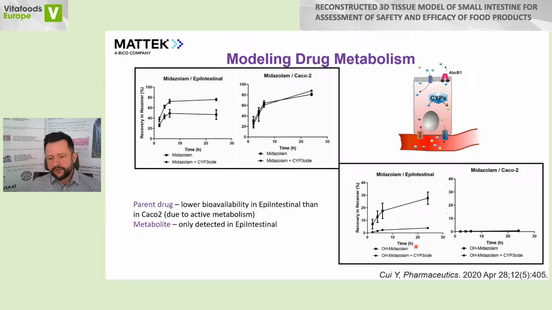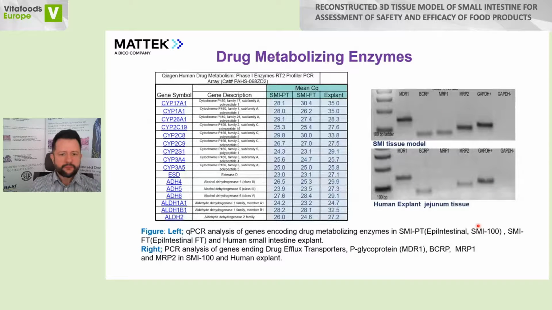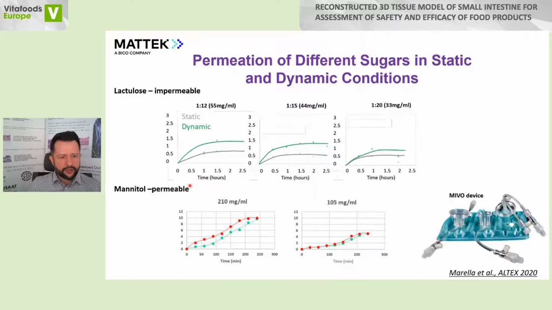This was also confirmed by the reverted experiment when they were looking at the hydroxymidazolam, which is the metabolite, and there was a nice recovery of this metabolite in our model, but not in CACO2. This is just to show you that besides the CYP3A4, which was the enzyme utilized in the previous slide, there are other enzymes which are important for metabolism of drugs and other substances present and expressed in our model.